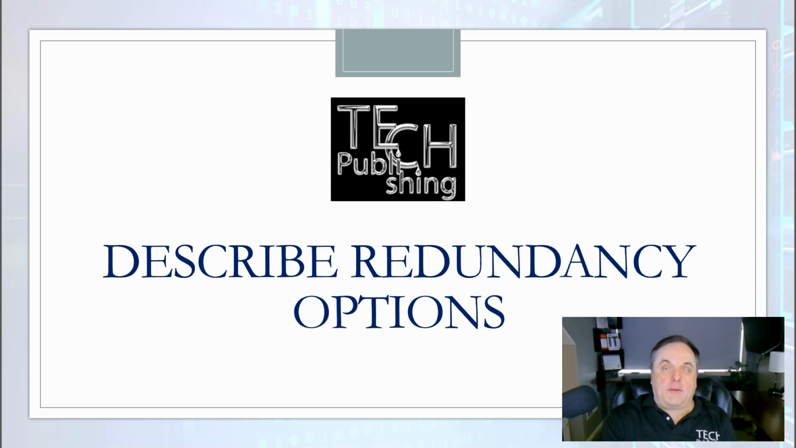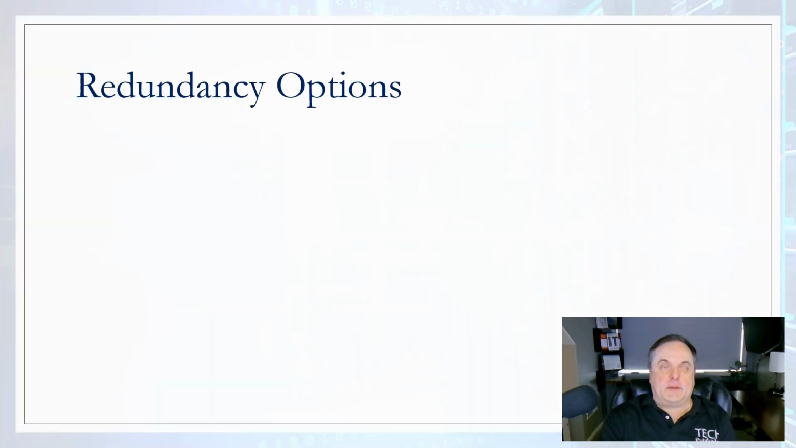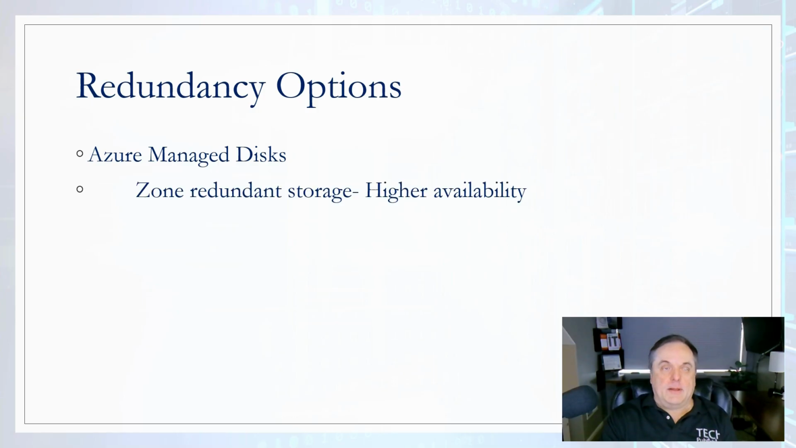Redundancy options are very important parts of the AZ-900 exam. Let's take a look at redundancy when it comes to storage. You have what's called Azure Managed Disks, and this offers two different types of storage redundancy, zone redundant as well as locally redundant storage. Let's take a look at both of those different types.